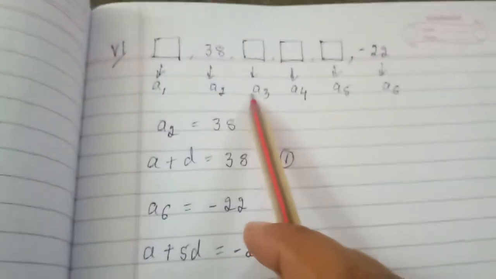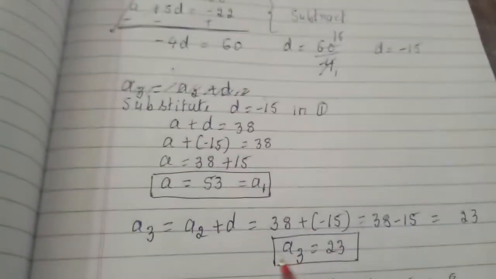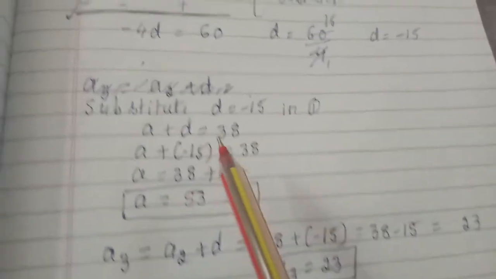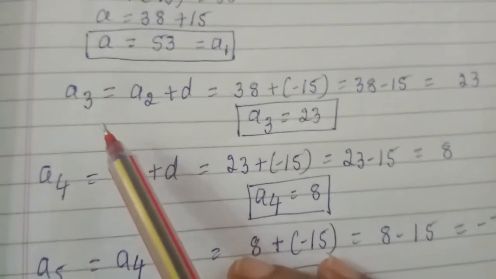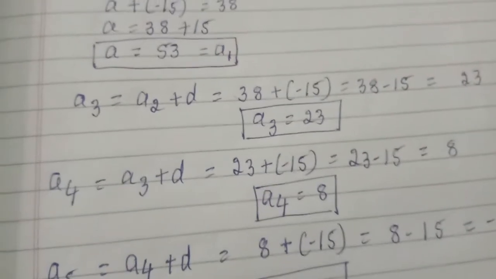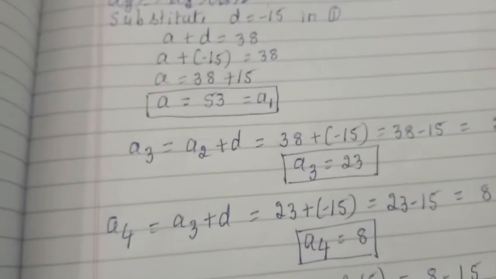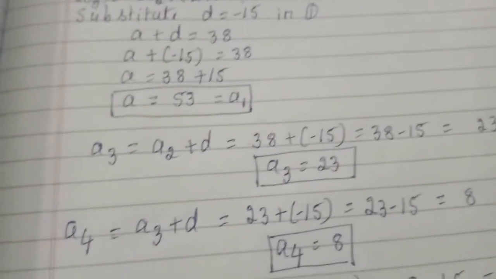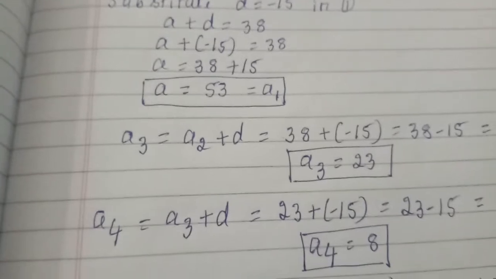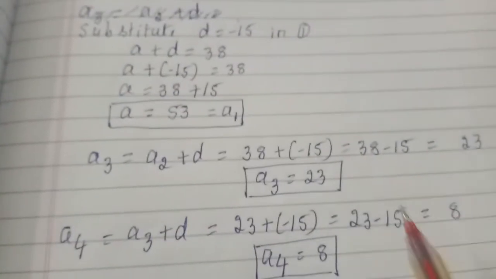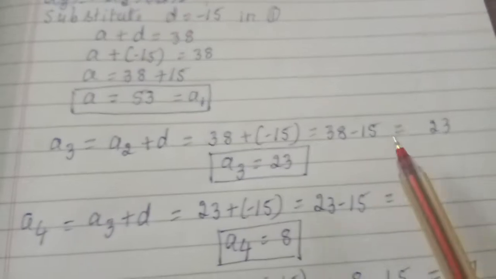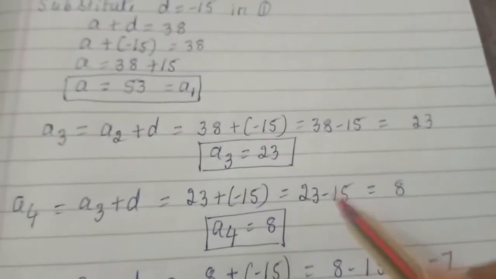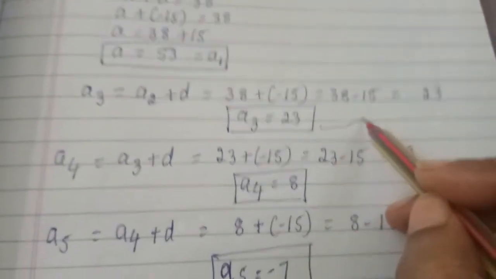And the next missing terms are the third, fourth and fifth terms. So let me find the third term. As you know, A3 can be written as A2 plus D. So why are you writing A2 plus D? Because you know the previous term. What is A2 here? 38. Plus D is plus into minus, D is 15. So you got 38 minus 15, 23. So I got the third term as 23.